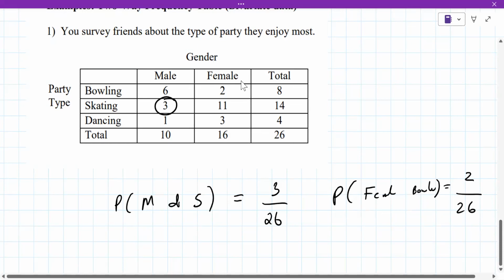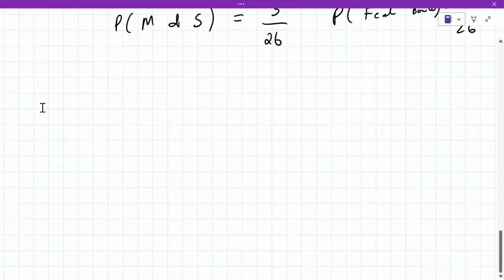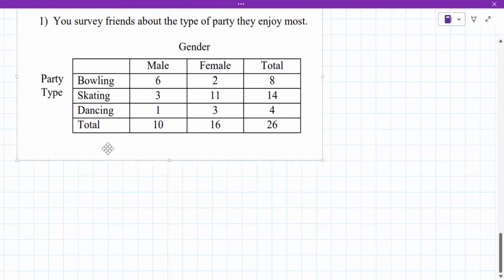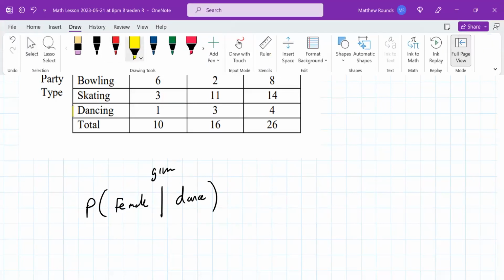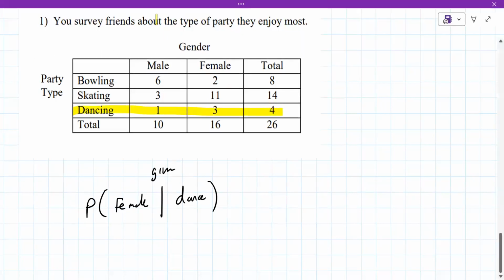We can get into that, which I think is what you're asking. So let's do that. It would look like this. What's the probability that the person is female given that they dance? This line here means "given." The given tells you that you're restricted to either a row or a column. So in this case, your whole world is just dance.